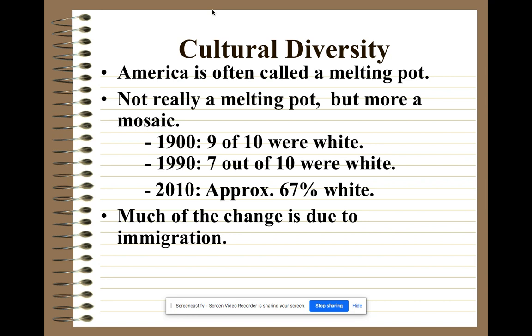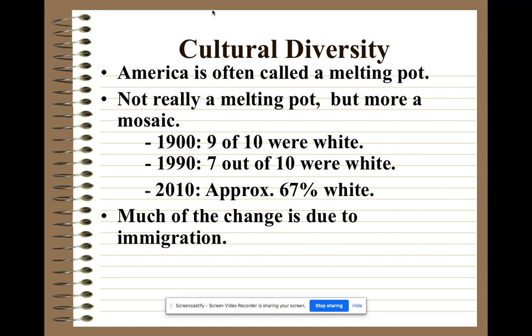I would contest, and most social psychologists would contest, that America isn't really a melting pot. It's more of a mosaic. And the reason that they would say that, if you don't know what a mosaic is, it's a picture that is made by a lot of separate pieces being put together, but the pieces don't truly mix or melt together. They're these separate pieces that come together.